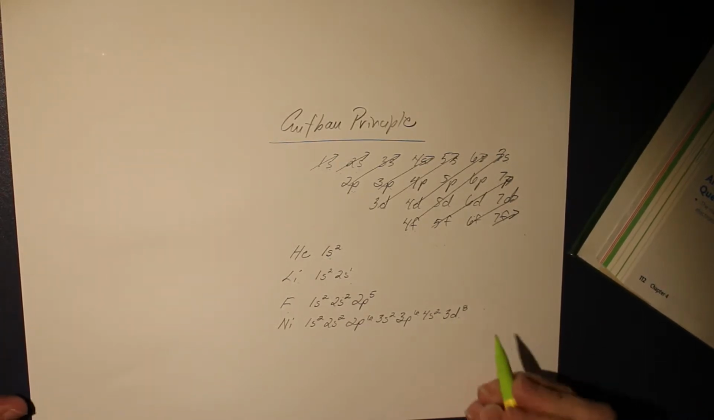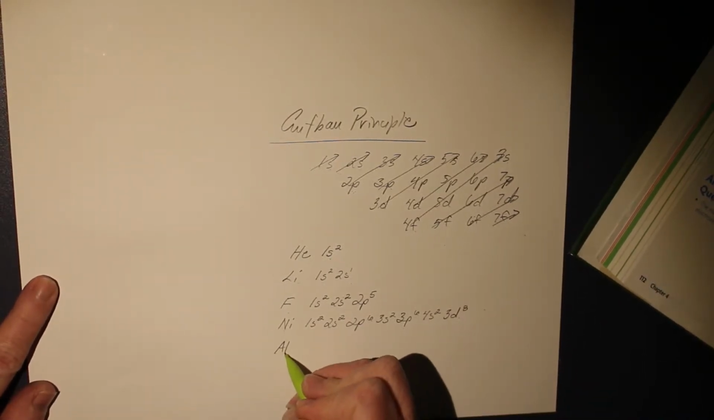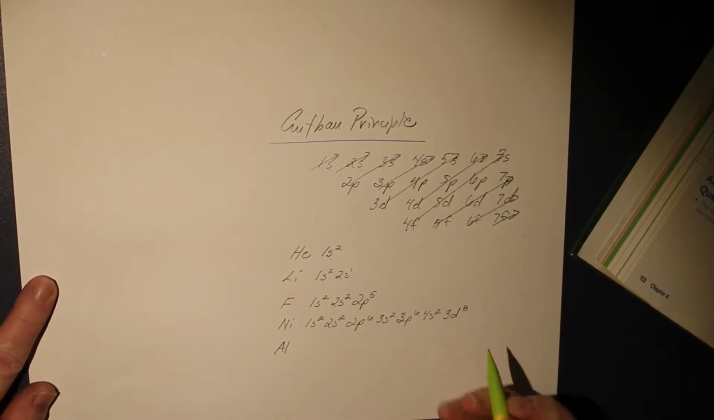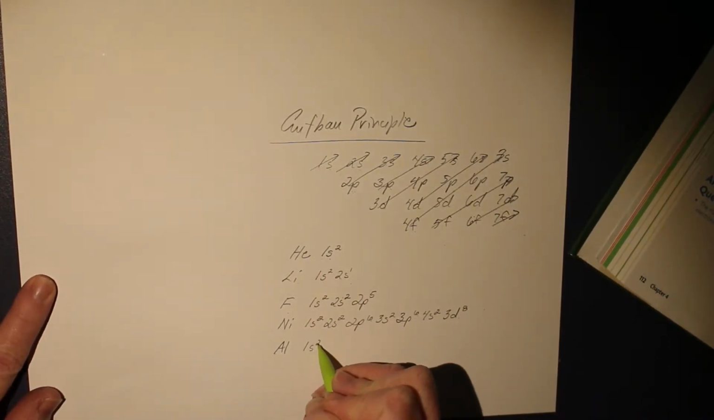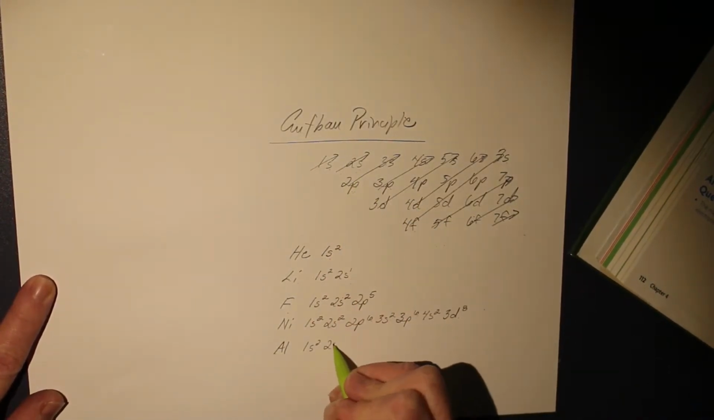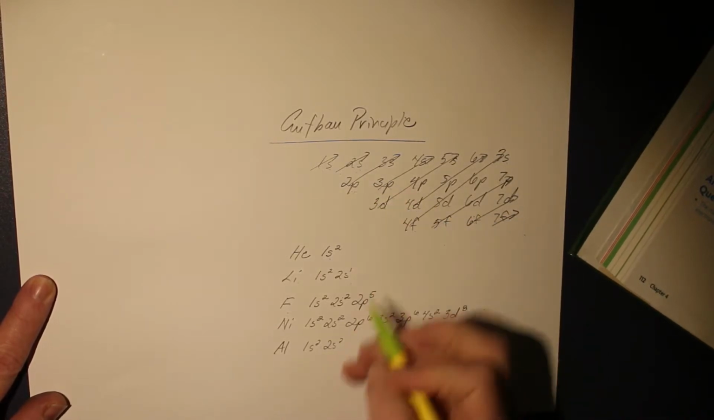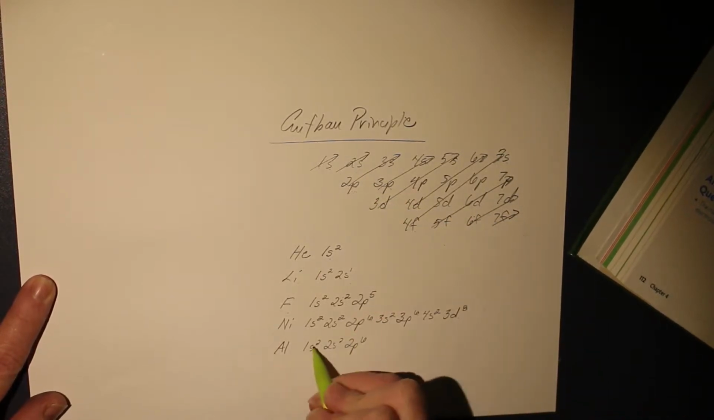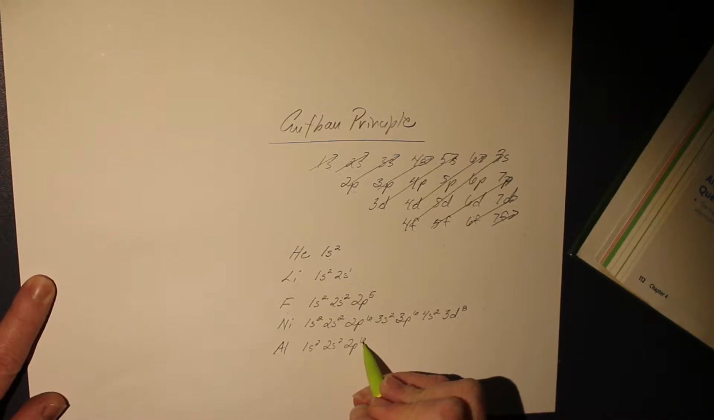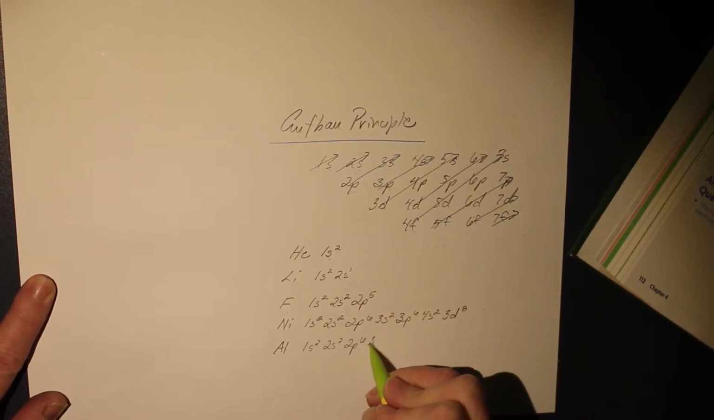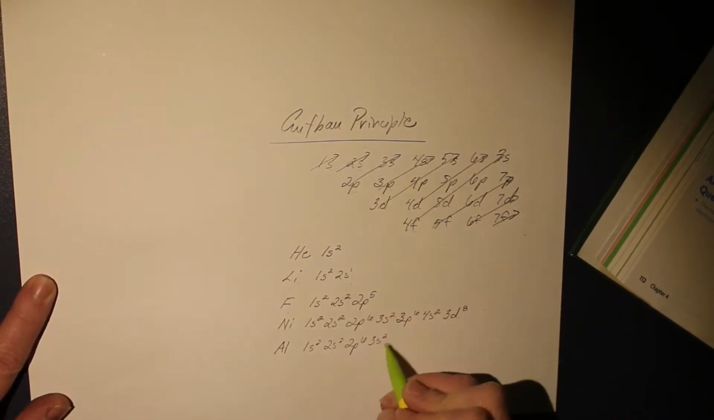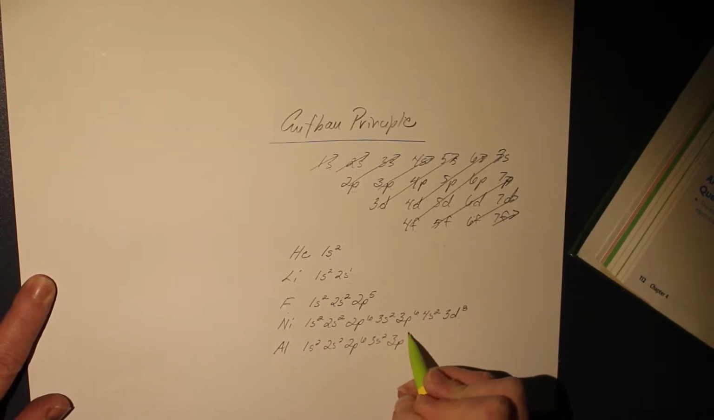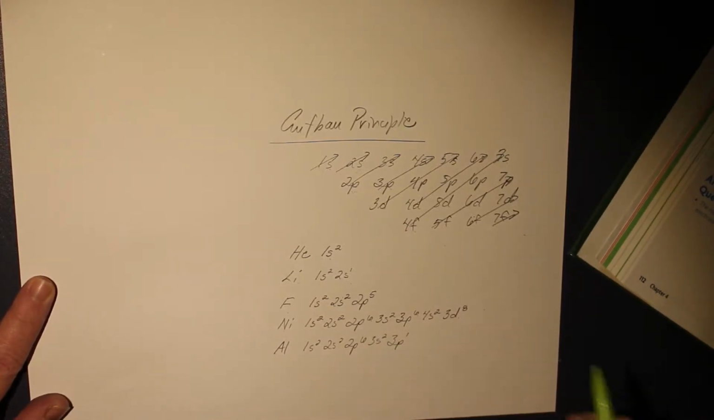Let's do aluminum. Aluminum has 13. 1s2, then we would go to 2s, then 2p. That's a total of 10. 3 more. 3s. Now 3p can hold 6, but we only need it to hold 1. Those are examples of electron configuration.